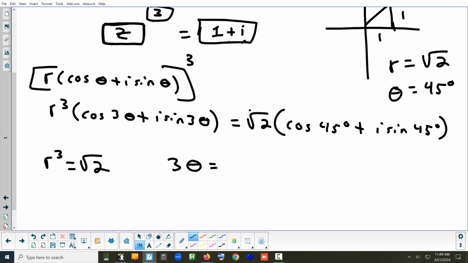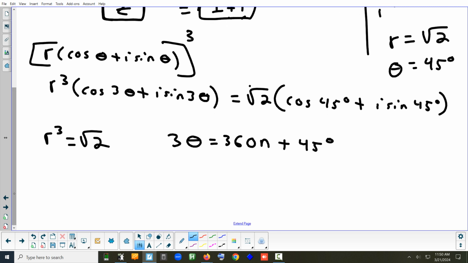And now here's the part you can't forget. What do we set that equal to on the right? 360n plus 45. It's not a 0 this time, so it's going to be important.